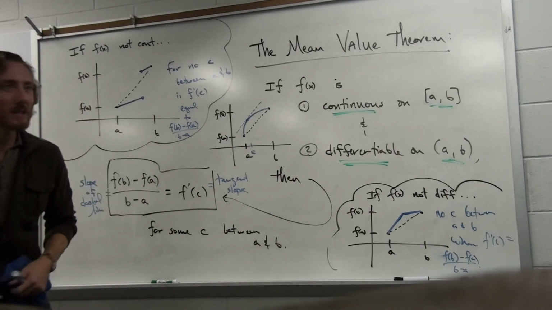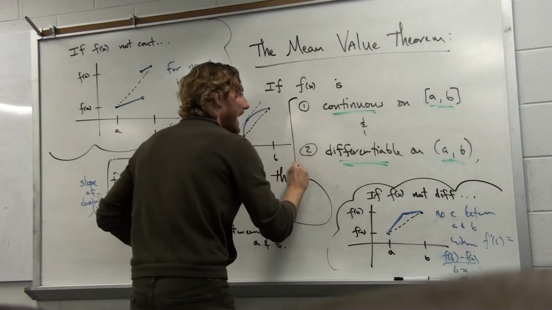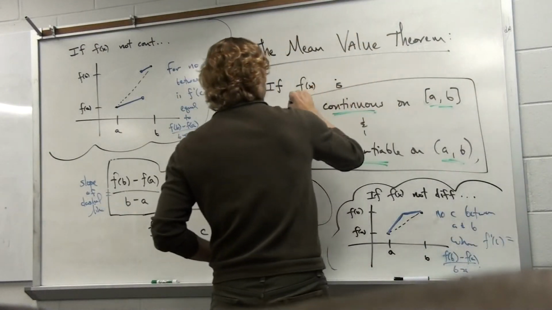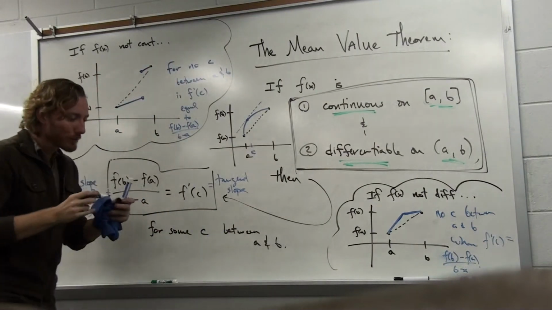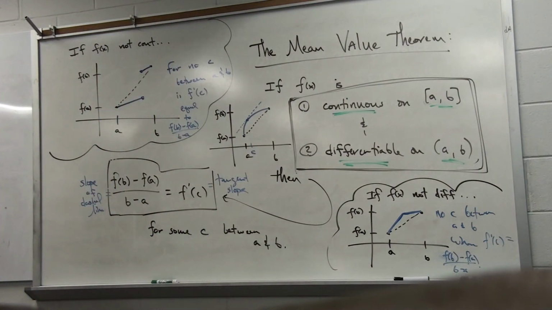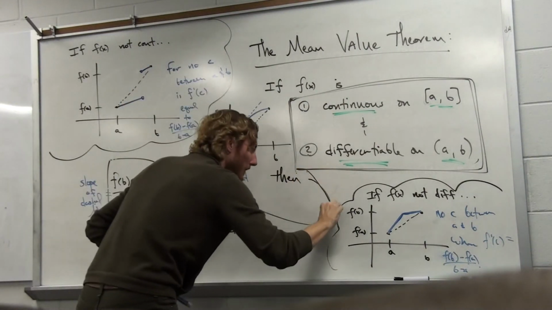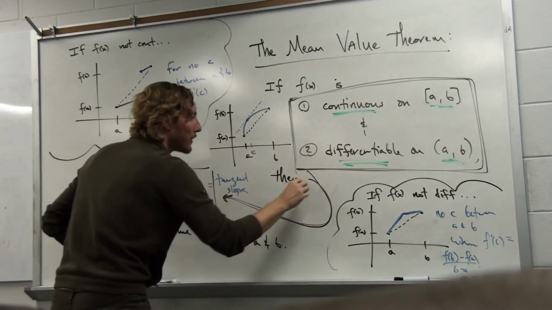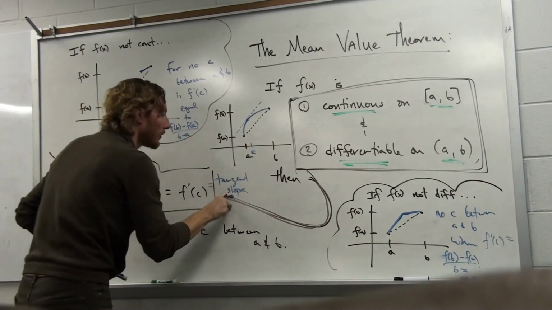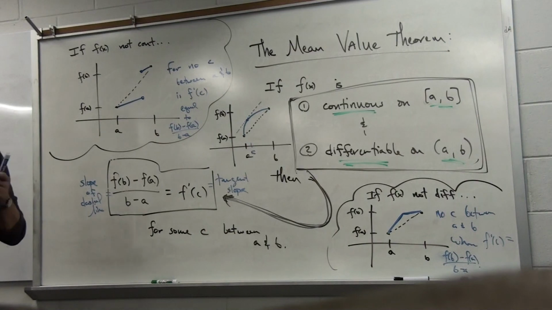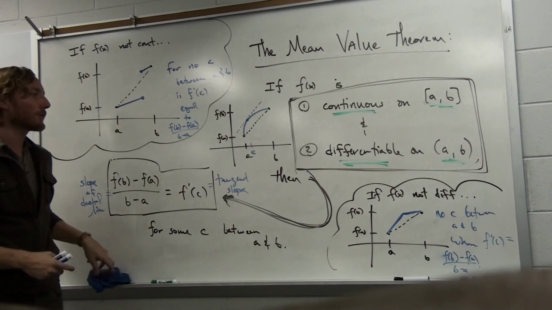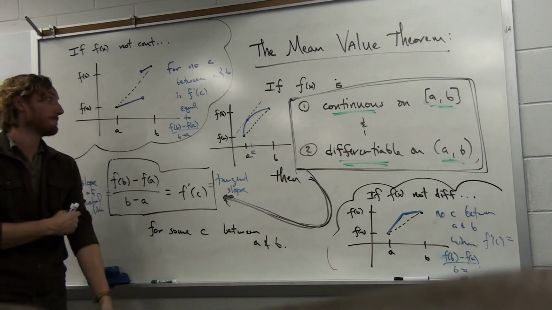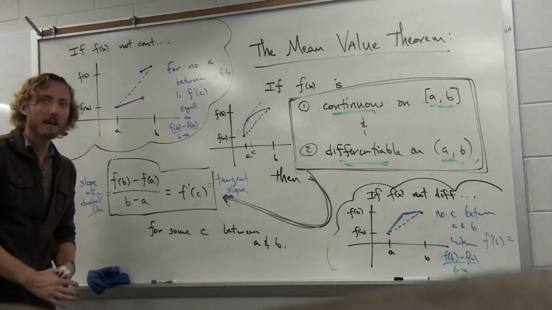So to use the mean value theorem, you have to have a function which is differentiable and continuous. Continuous on closed AB, differentiable on open AB. But if you have something continuous on closed AB and differentiable on open AB, you get the mean value theorem as a result. We'll have one more video to go through an example, and we'll do some more examples in class, but we basically got a wrap on the idea at this point.